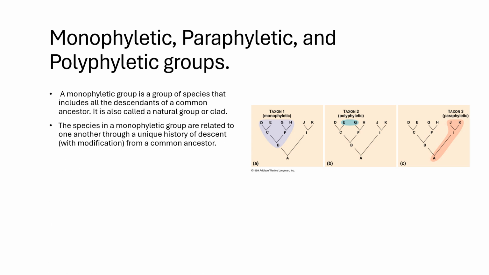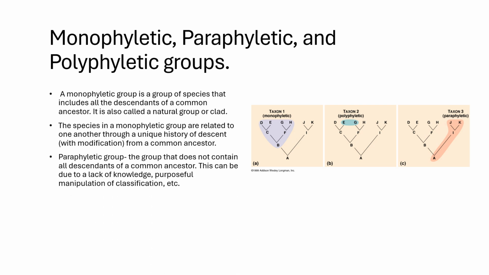The species in a monophyletic group are related to one another through a unique history of descent from a common ancestor. So if you see the diagram A, there is the common ancestor B, and when you create a group which includes B and all the descendants from B, then it is a monophyletic group.